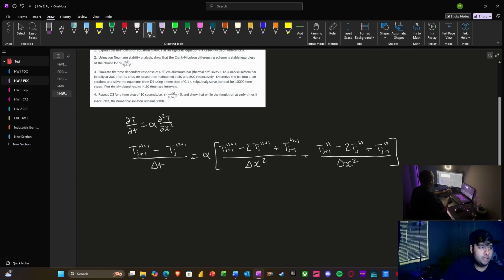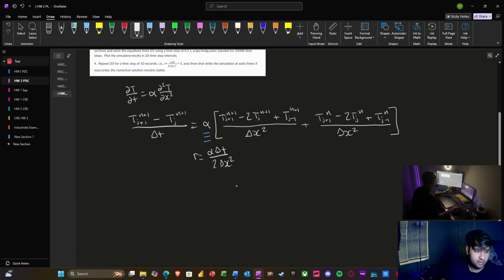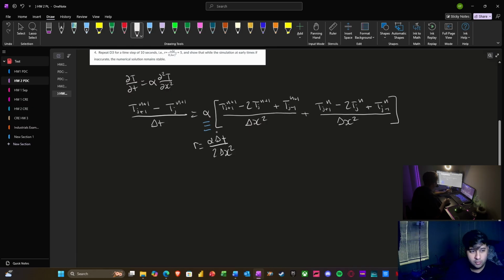So next what we're going to do is, looking at this alpha value, we've been given an R value to substitute it with. So that R value is this right here. So we're just going to go ahead and substitute and then simplify this equation down further. Oh, and by the way, forgot to mention, this is supposed to be T_j and the superscripts n plus 1 and n. Oh, my bad.